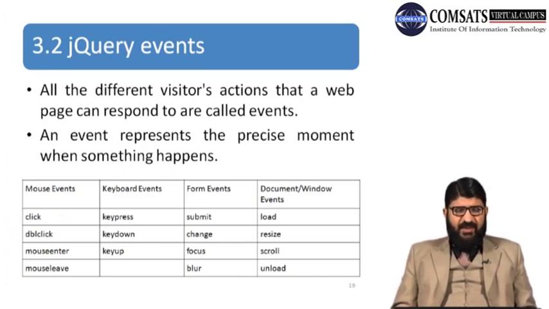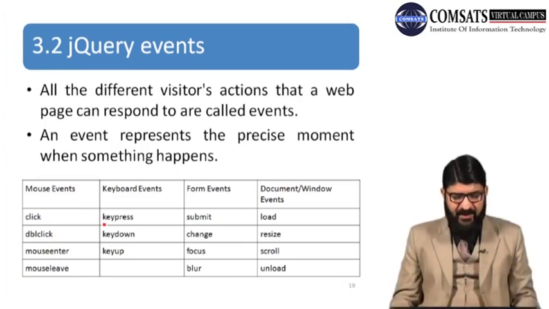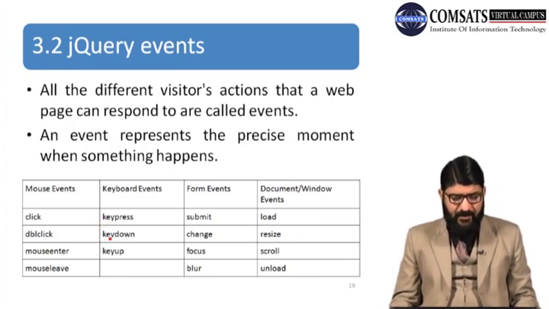Number one is mouse events. The common mouse events are click, double click, and then mouseenter and mouseleave. When you move your mouse onto a particular object, that is mouseenter, and when you move it away, that is mouseleave. And then keyboard events. For that, keypress is mentioned, like when you press the enter key, then keydown and keyup are mentioned.